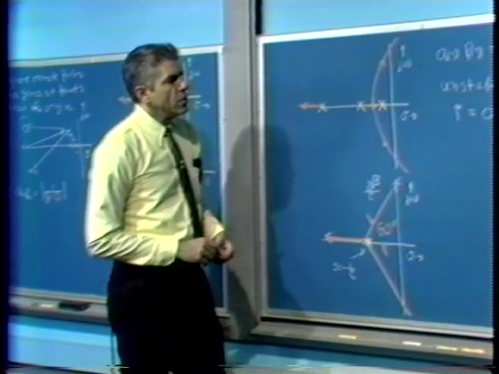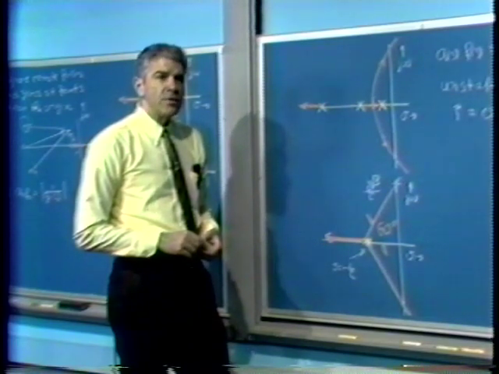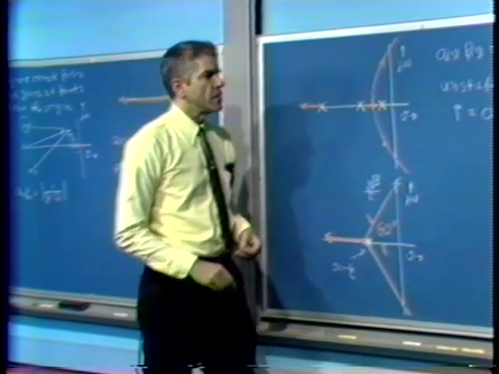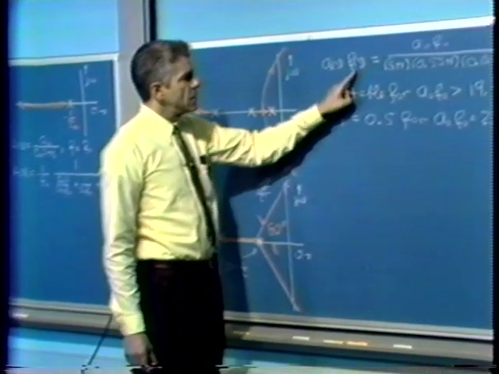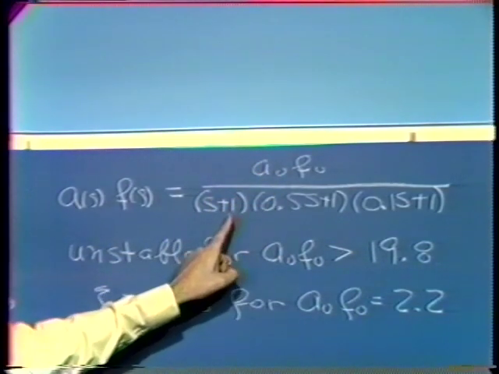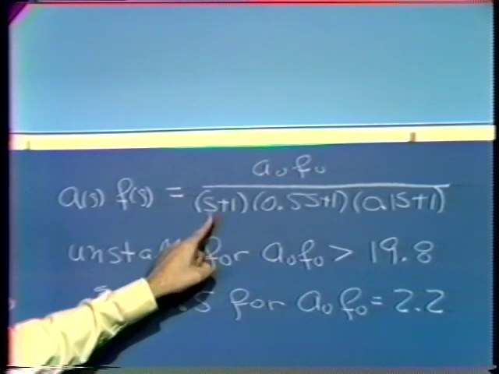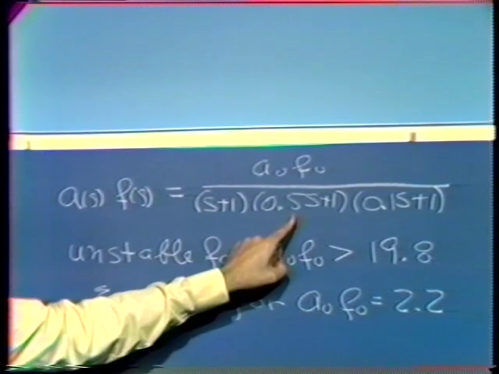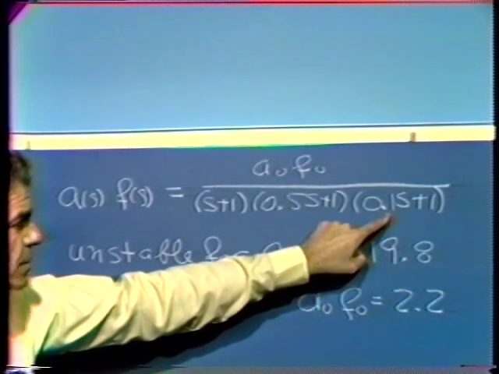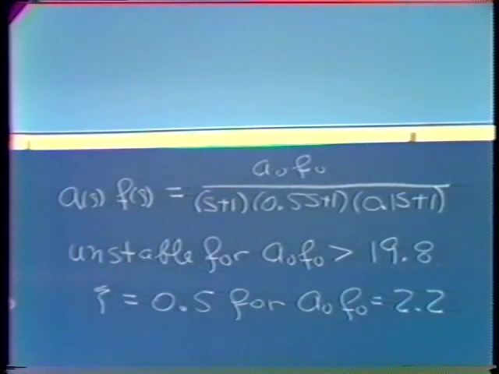We can also use as an aid to constructing more accurate root locus diagrams, if we feel the need to do that, some rather simple arithmetic calculations, and I'd like to illustrate that in closing. Let's consider an A of S, F of S that includes 3 poles. In particular, we have A naught F naught over 3 real axis poles, one located with a time constant of 1 second, in other words, at S equals -1, another one located with a time constant of 1/2 second at S equals -2, and finally the third real axis pole with a time constant of 1/10 second located at S equals -10.